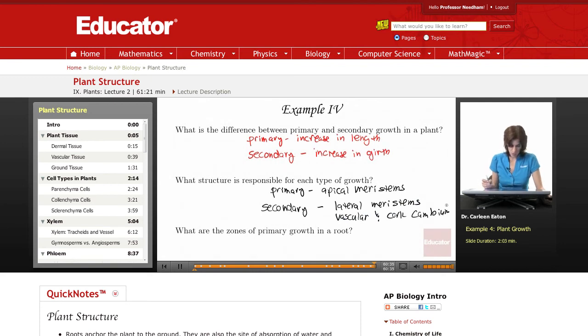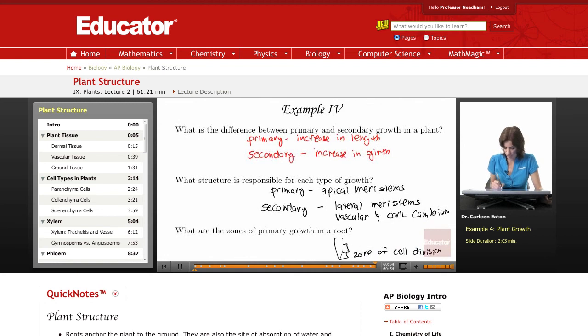Finally, what are the zones of primary growth in a root? So we talked about several different zones in the root. The bottom zone is the zone of cell division. This includes the apical meristem and is a region of active mitosis.